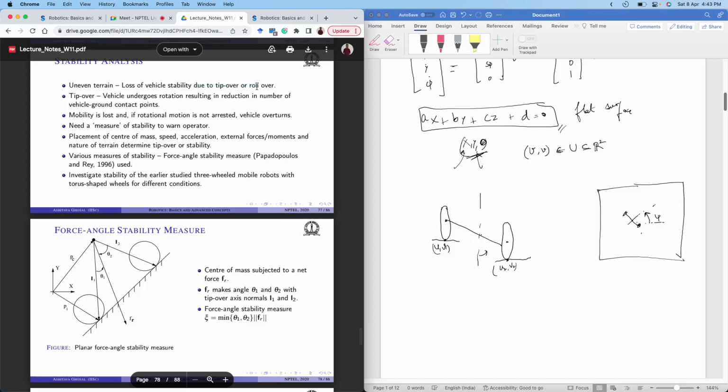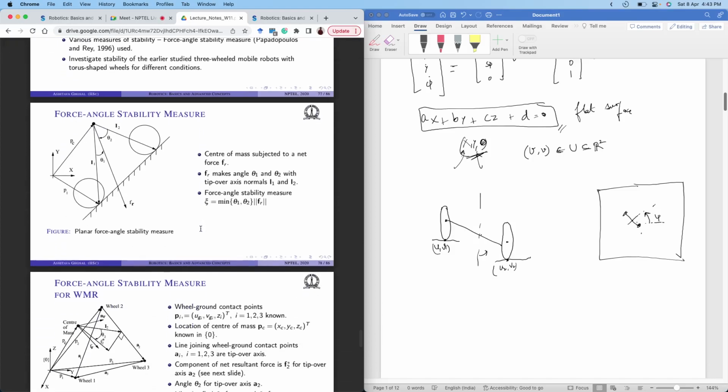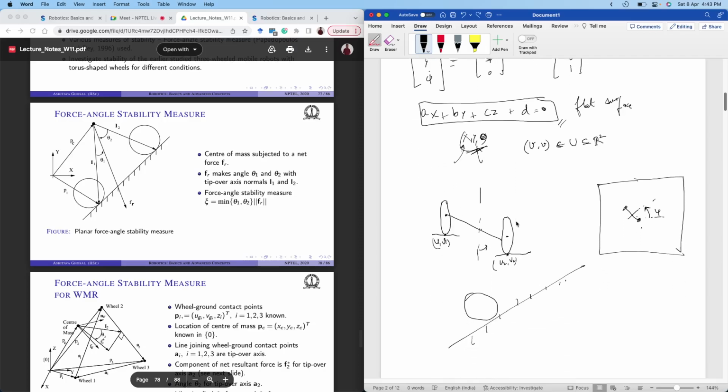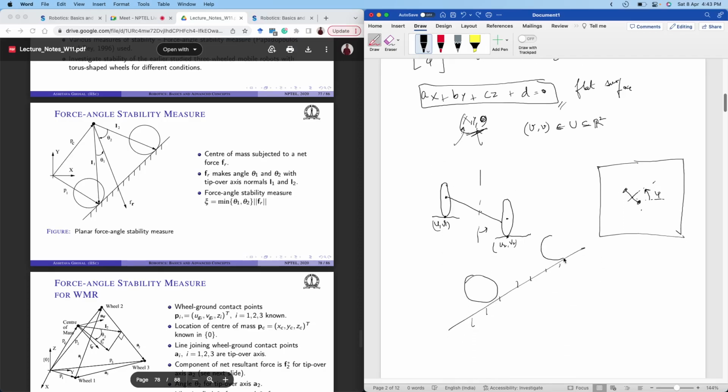Okay, so on an uneven surface, to avoid that, one stability measure has been discussed. What this measure means is basically, for any two wheels that are on the ground, the net force at the center of mass.